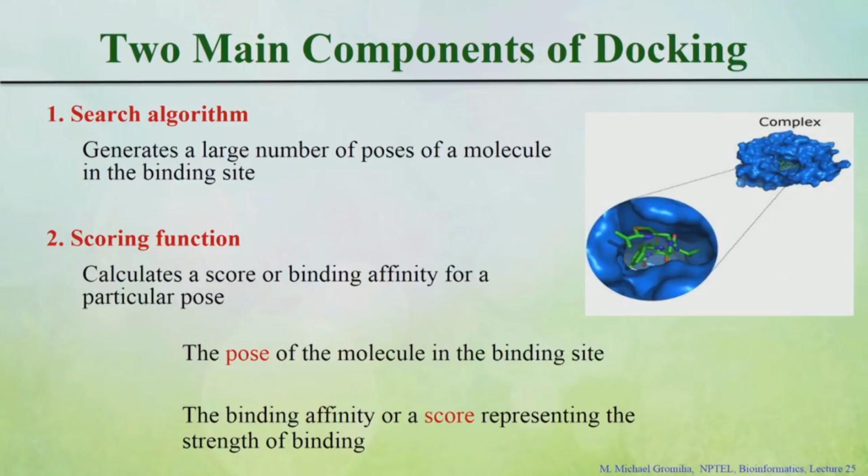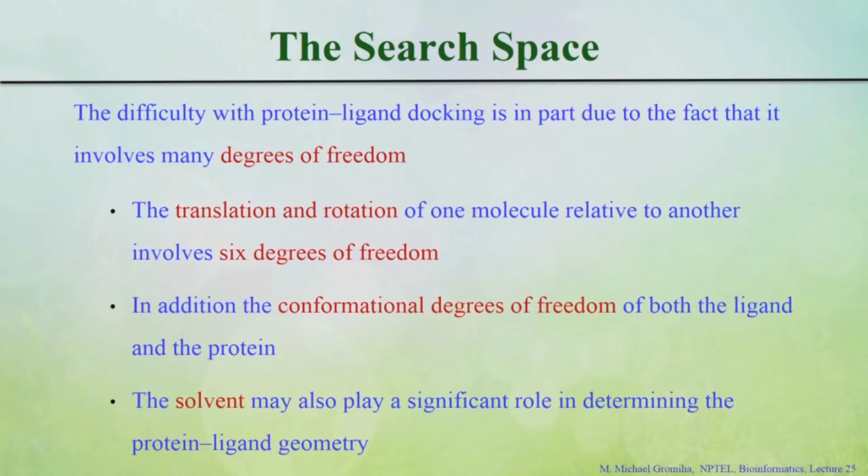If you look into the search algorithm, there is a large search space. If you take protein-ligand docking, it involves many degrees of freedom. What are the various degrees of freedom when a protein interacts with the ligand? You can see the translation. How many degrees of freedom for the translation? 3 degrees of freedom, right, because you can see x, y and z. Likewise you can see 3 rotations, so totally we have 6 degrees of freedom.